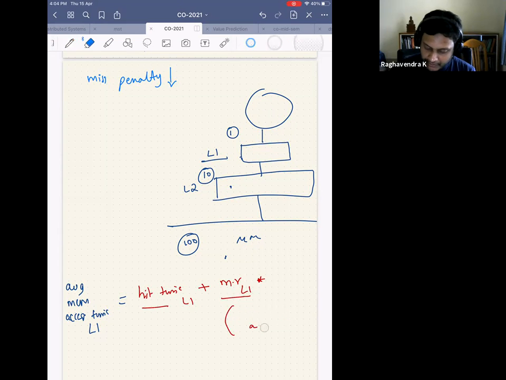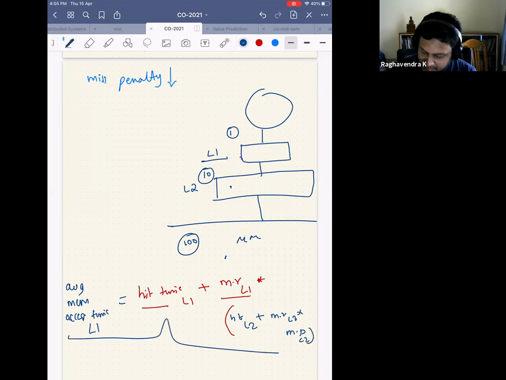But what is this? We already know a formula for this, right? This is hit time of L2 plus miss rate of L2 into miss penalty of L2. So the average memory access time is now 2 levels. So it's hit time of L1 plus miss rate of L1 into hit time of L2 plus miss rate of L2 into miss penalty of L2. So the miss penalty, if I didn't have L2 cache, would have been 100 cycles, but now the miss penalty has reduced. So that's why you say I have multi-level caches. If I have multi-level caches, I reduce the miss penalty.